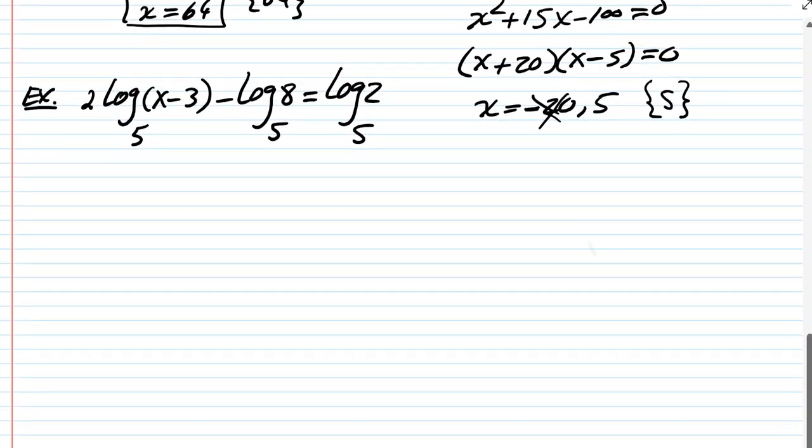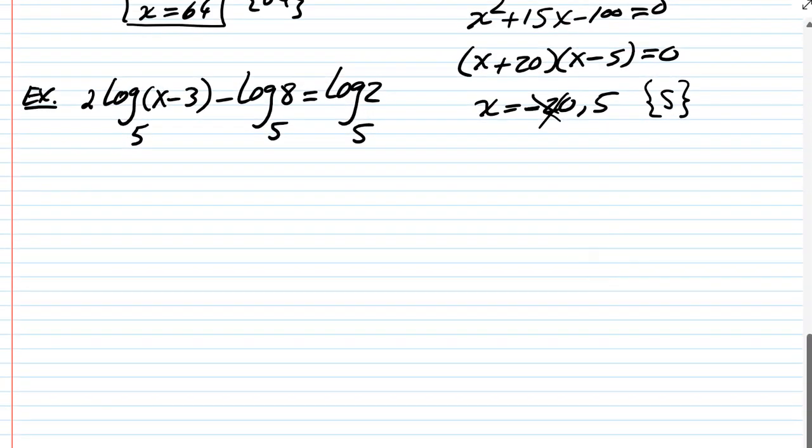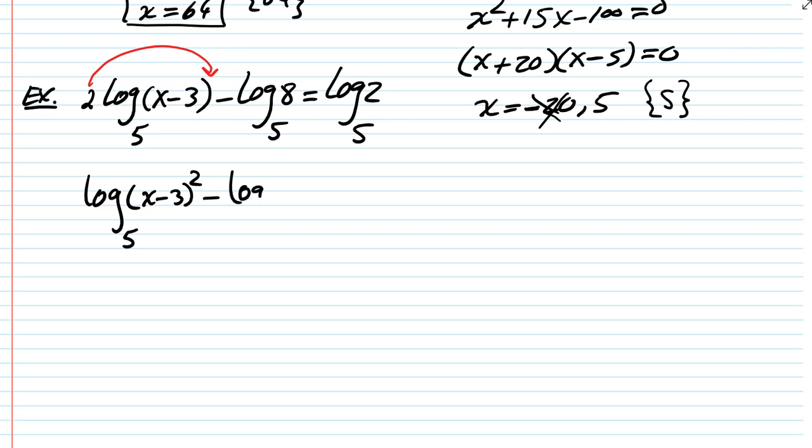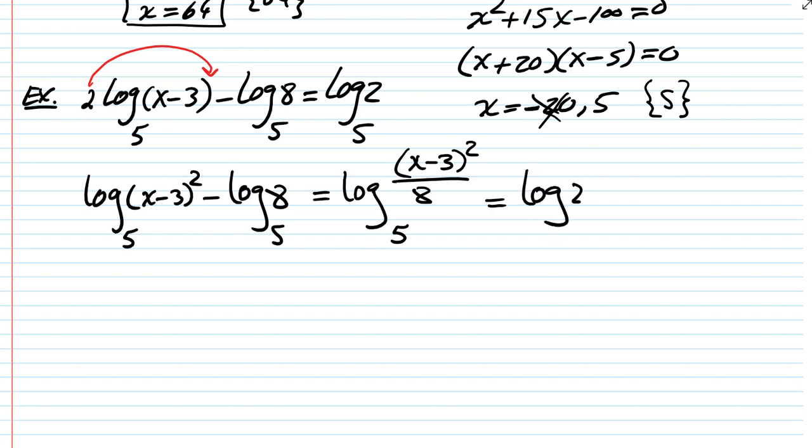Okay. Therefore, I'm going to rewrite the left side. I'm going to move 2 as an exponent on the argument of the first log. So it's going to be log base 5 of x minus 3 squared, minus log base 5 of 8. And then we're going to put these together as a quotient, right? Difference of logs, log of a quotient. So it's going to be log base 5 of x minus 3 squared divided by 8. And that's going to equal the right side, log base 5 of 2. That's this one. So I just copy that.